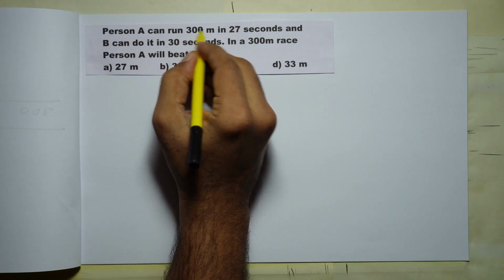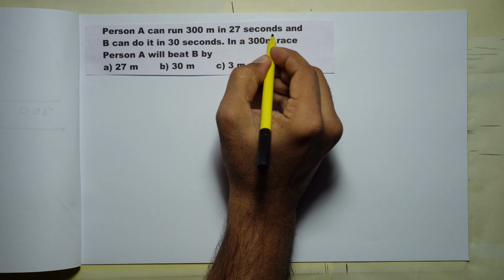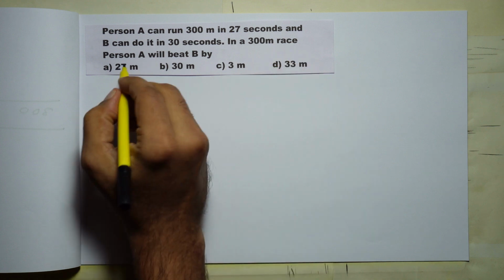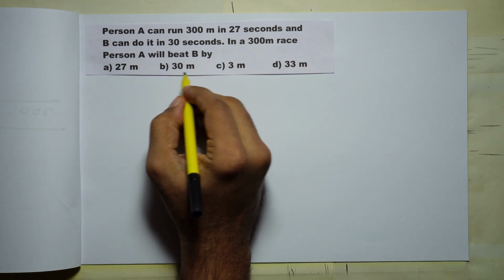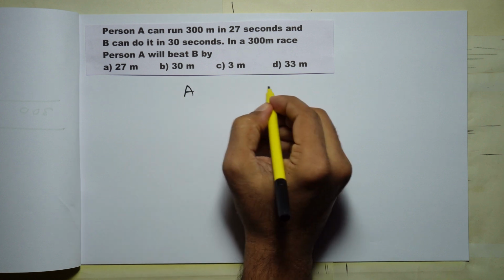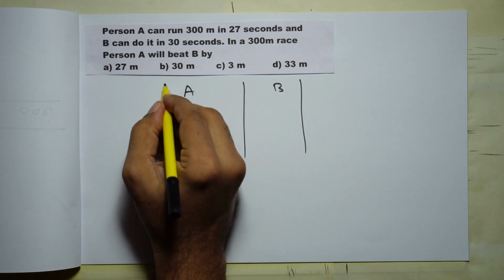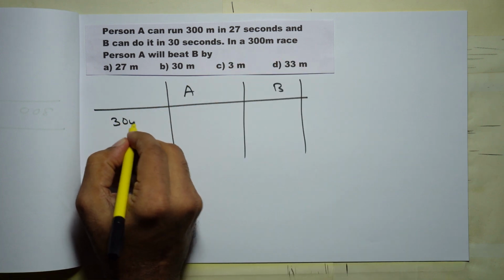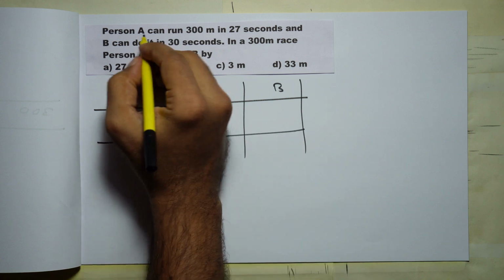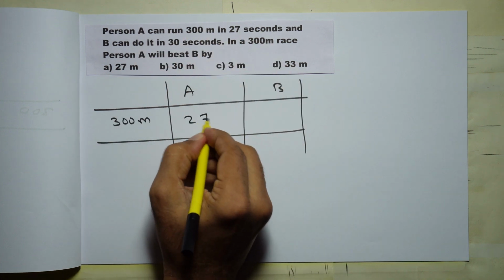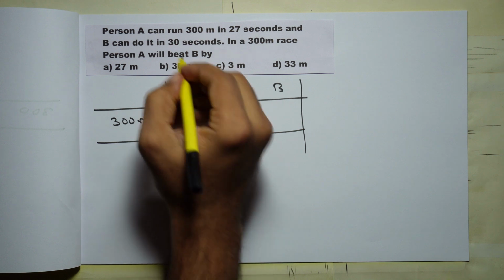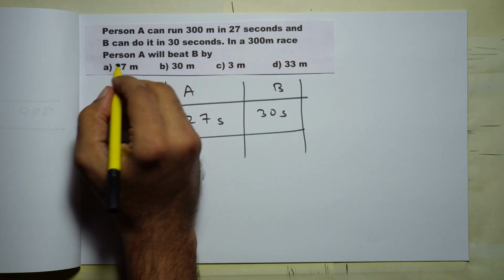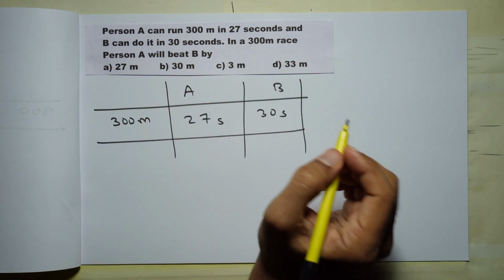Person A can run 300 meters in 27 seconds and B can do it in 30 seconds. In a 300 meter race, person A will beat B by how much distance? Now we'll just compare A and B. It is a 300 meter race and A can run 300 meters in 27 seconds. A requires 27 seconds and B can do it in 30 seconds. In a 300 meter race, person A will beat B by how much distance?